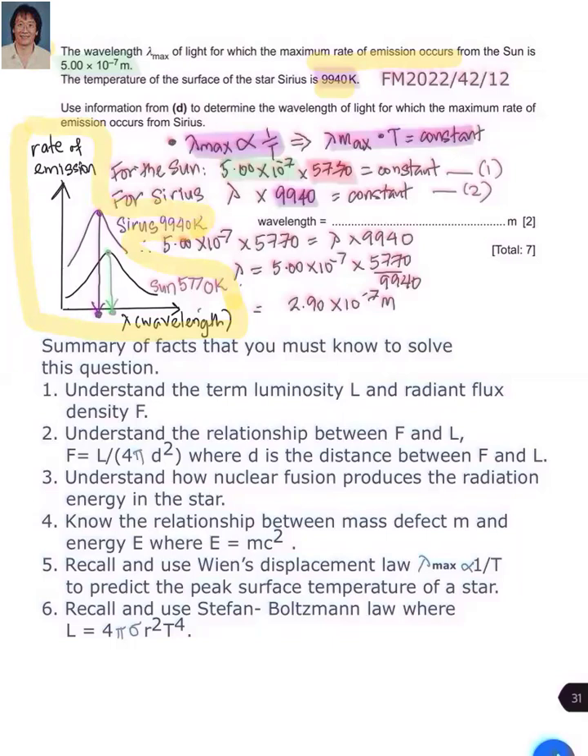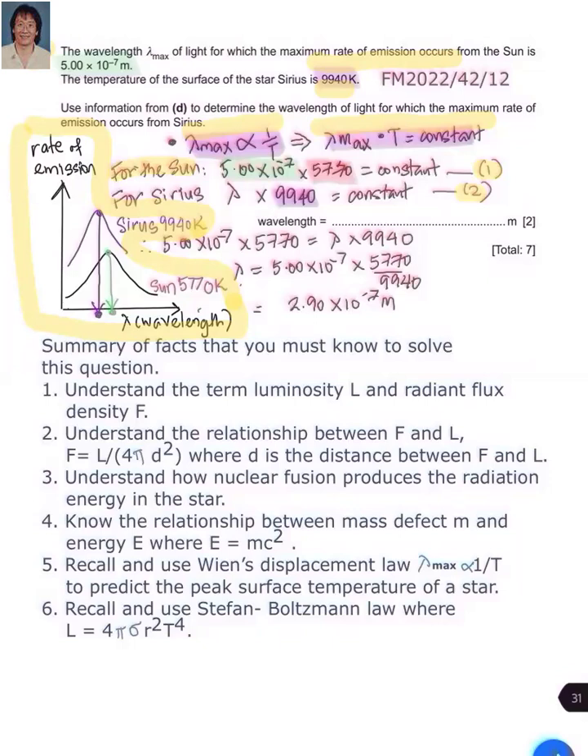So to do this question, we need to use Wien's displacement law, which states that lambda max is inversely proportional to temperature. Or you can also say lambda max times temperature in Kelvin is a constant. So you can set up two equations. Equation 1 is for the sun: 5.00 times 10 to the power minus 7 times 5770, which is the temperature we calculated in part D, equals a constant. And then lambda max for Sirius times 9940 equals another constant.